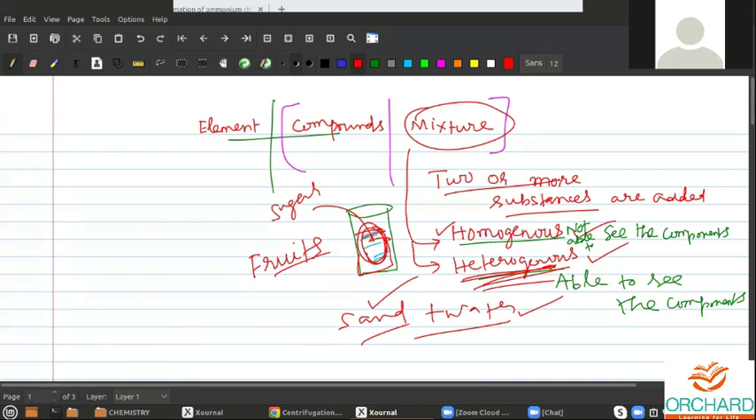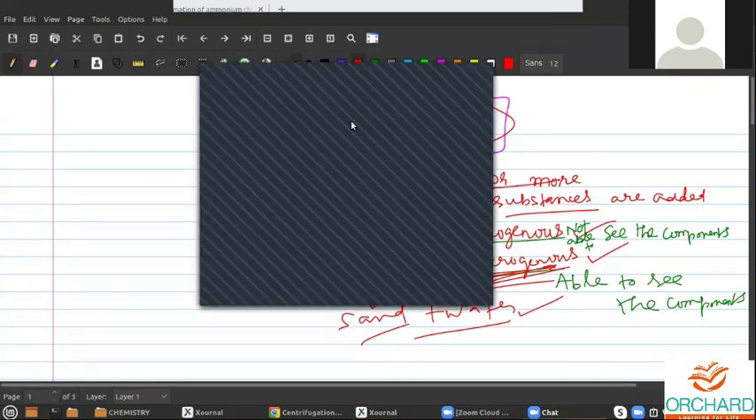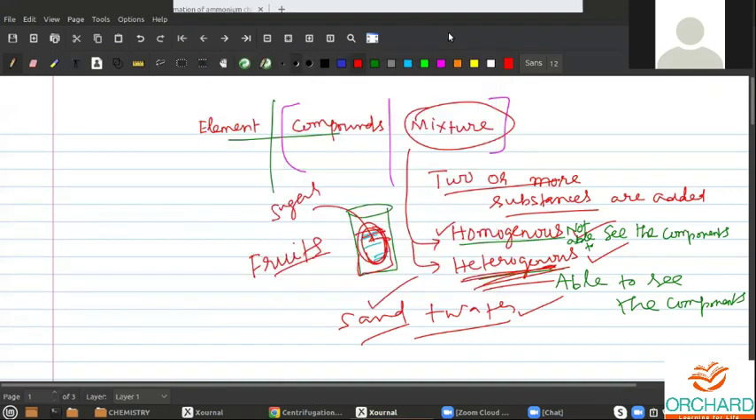Do you get the point? Are you able to understand the difference between homogeneous and heterogeneous? Just look at the chat. So please confirm if you are able to understand what is homogeneous and heterogeneous. Now I will show you a small demo and then you can understand better. It's a very simple demo. Listen.